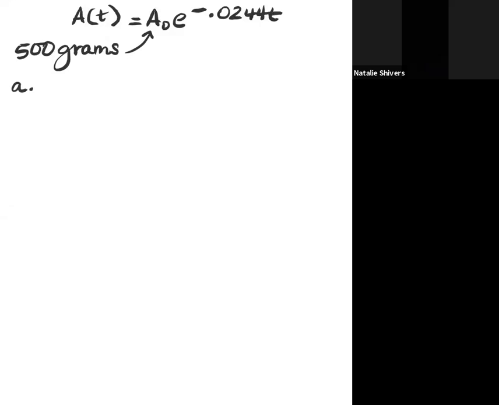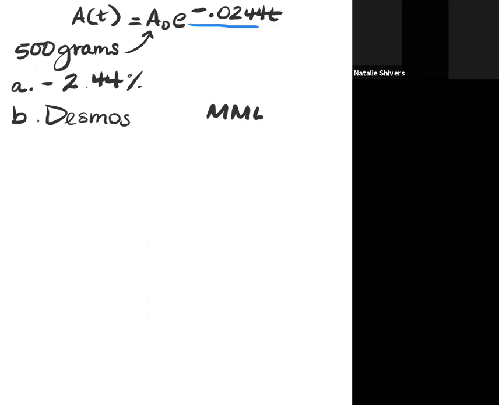Okay, so the decay rate, we're going to take this right here and change it to a percent. I keep saying that backwards, sorry. So if we move it 2 to the right, we get 2.44%. But because we're decaying, we do need that negative sign. Okay. B, again, graph the function using a graphing utility. Again, I would recommend using Desmos. It's going to be on MyMathLab.